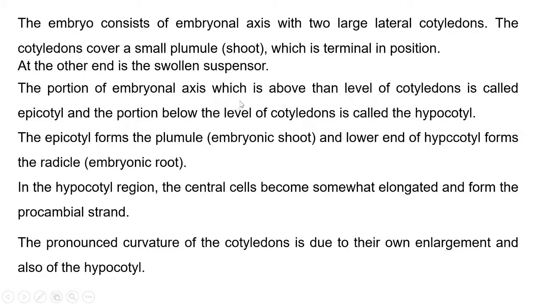The portion of the embryonal axis which is above the level of the cotyledons is called epicotyl, and the portion below the level of the cotyledons is called hypocotyl. The epicotyl forms the plumule, that is the embryonic shoot, and the lower end of the hypocotyl forms the radicle, that is the embryonic root. In the hypocotyl region, the central cells become somewhat elongated and form the procambial strand. The pronounced curvature of the cotyledons is due to their own wall enlargement and also that of the hypocotyl.